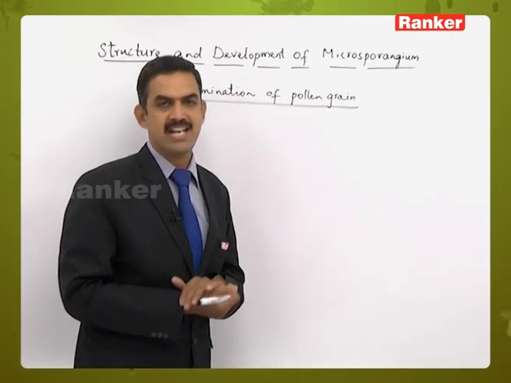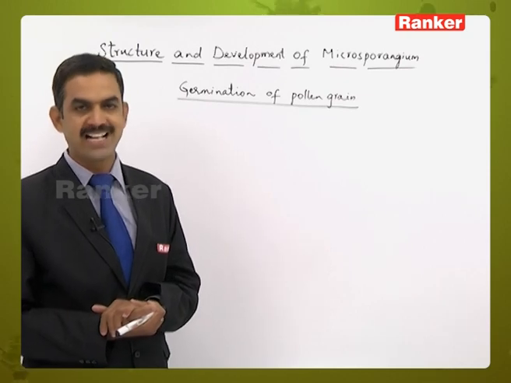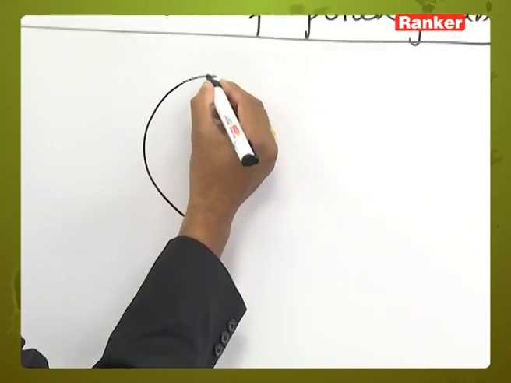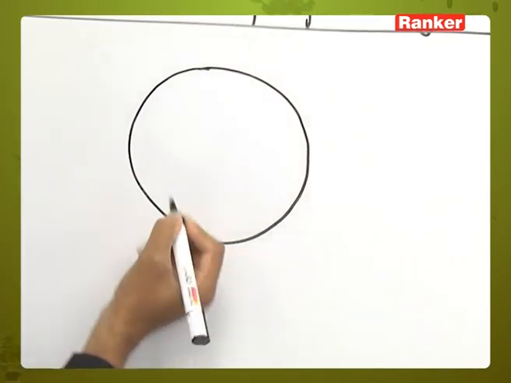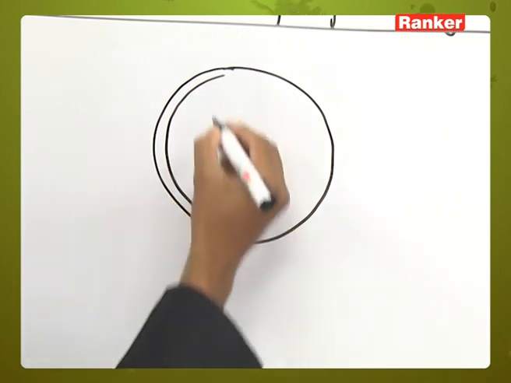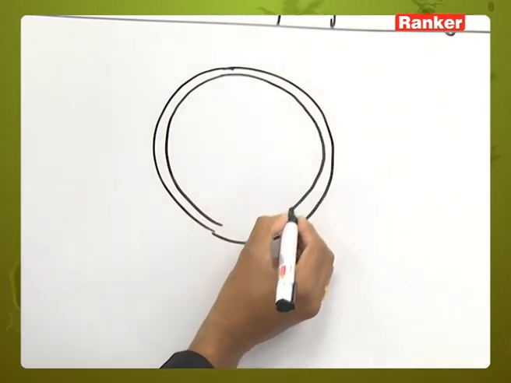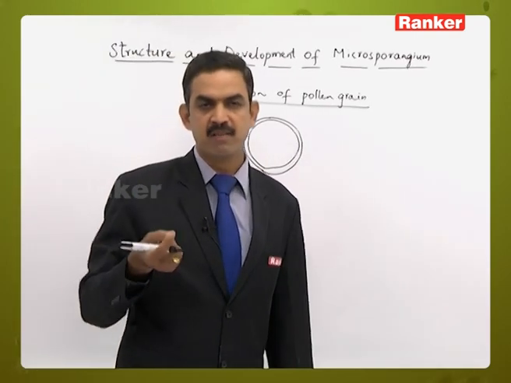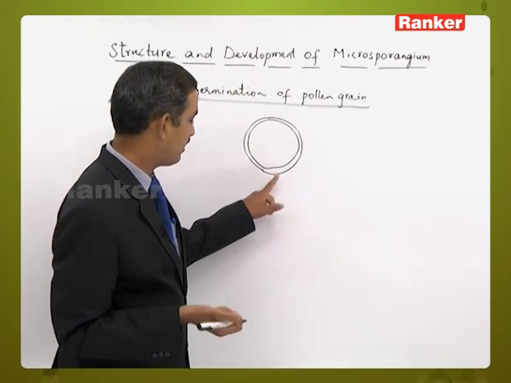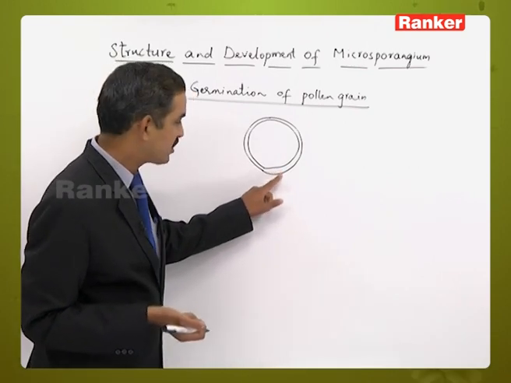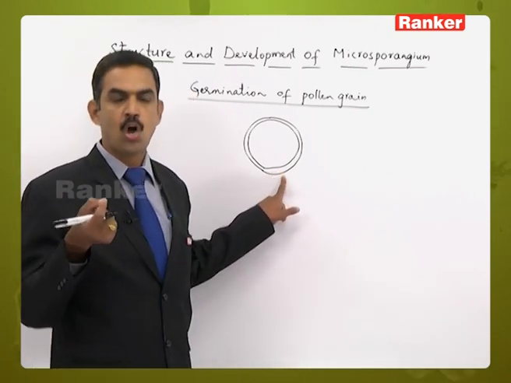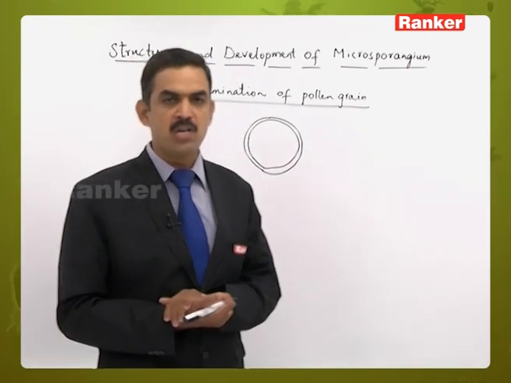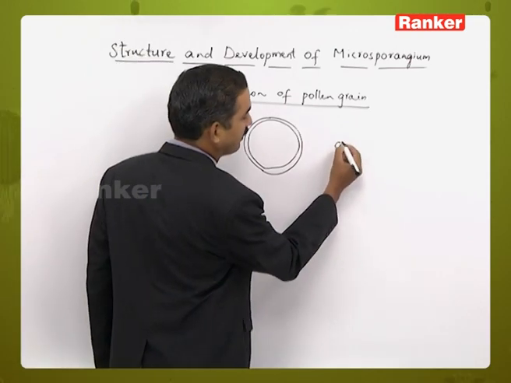If you want to observe the same type of changes in the form of a diagrammatic representation, here after formation of the two cells, the vegetative cell will help in the breaking a little bit. We can say that because the vegetative cell will push the intine wall from inside, such that it will exert pressure on the exine wall. So in which area will the pressure be exerted? Particularly in the germ pore region.